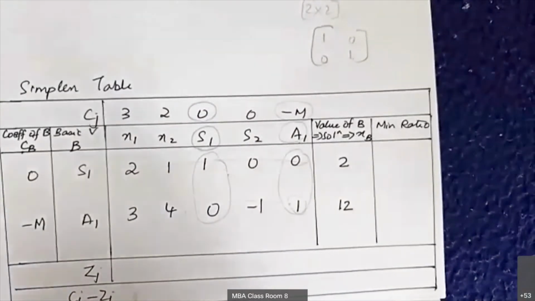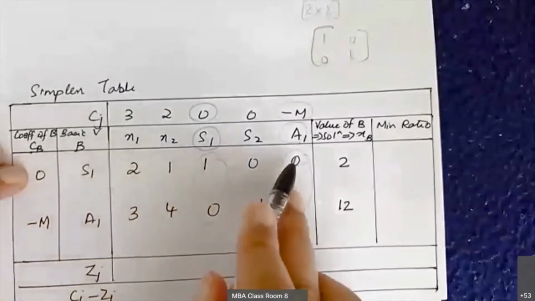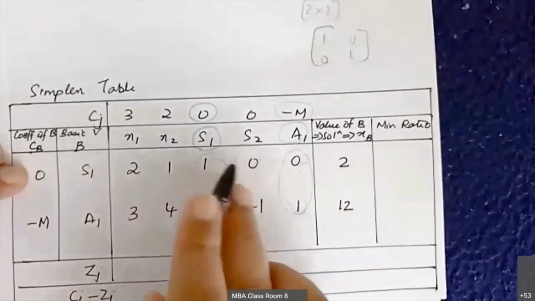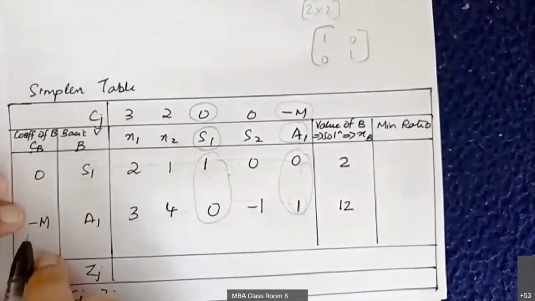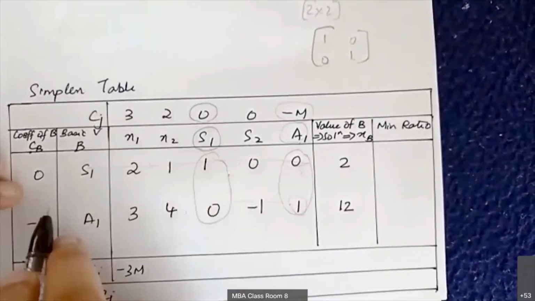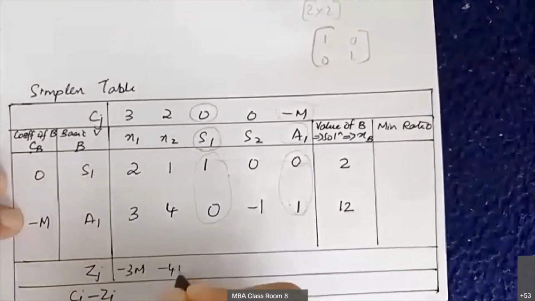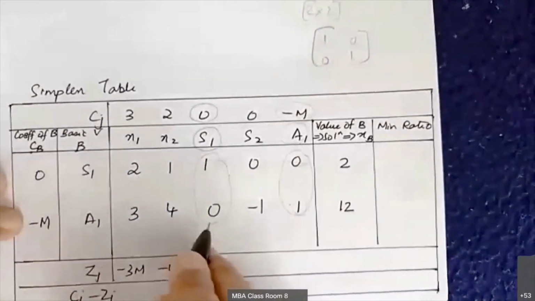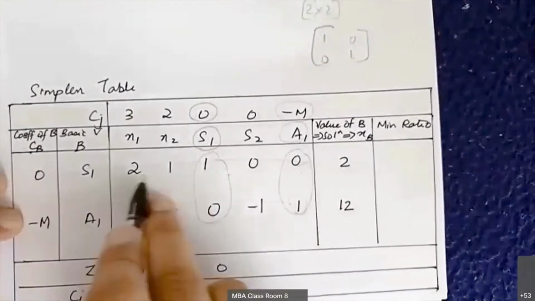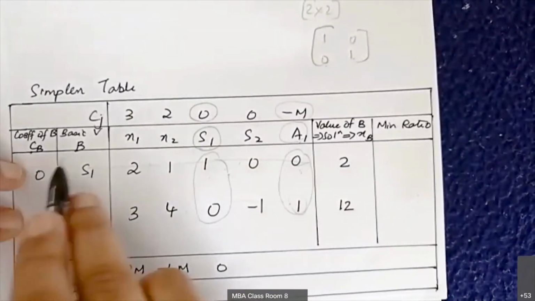Okay. For Zj, we will multiply this column with each of the columns in the simplex table. So 0 into 2 plus minus M into 3 is minus 3M. Similarly, 0 into 1 plus minus M into 4 is minus 4M. Similarly, minus M into 0 is 0. You don't have to consider the first row completely because you're multiplying it with 0, so you can just eliminate it.